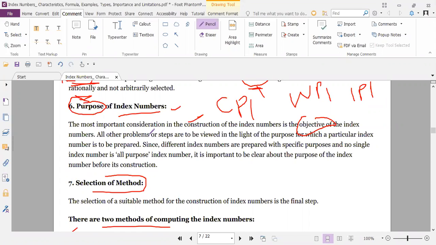So all other problems or steps are to be viewed in the light of the purpose for which a particular index number is to be prepared. Since different index numbers are prepared with specific purposes and no single index number is an all-purpose index number, it is important to be clear about the purpose of the index number before its construction. So we need to be very clear about the purpose, right?